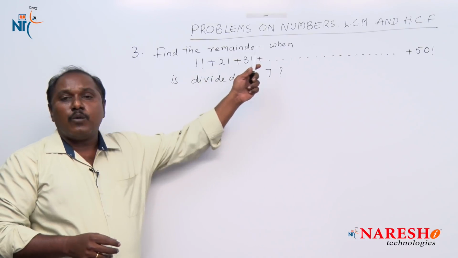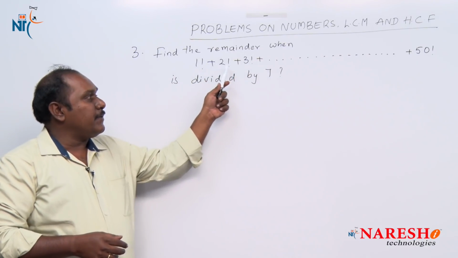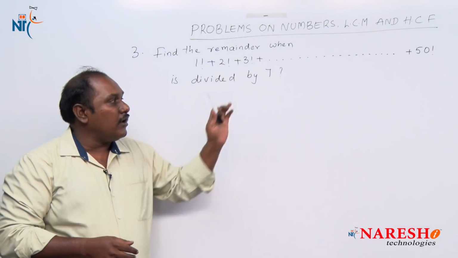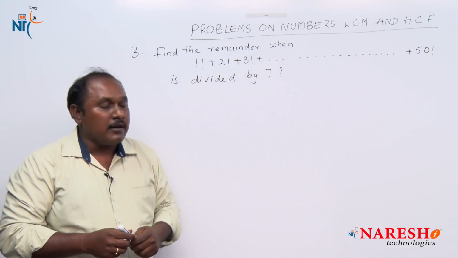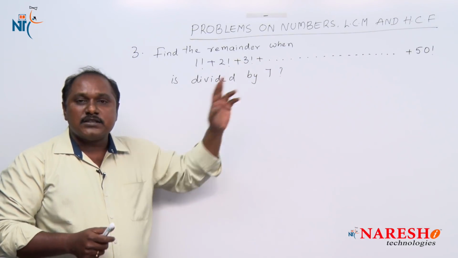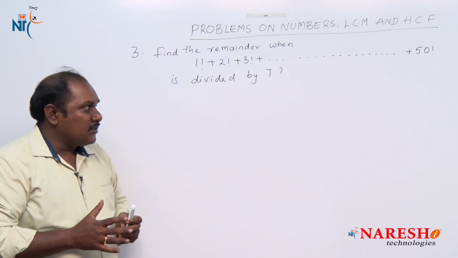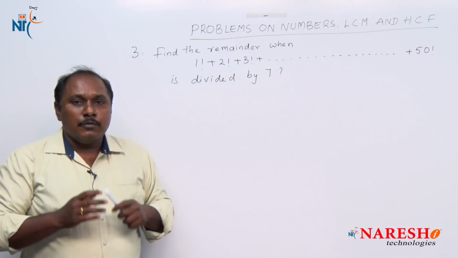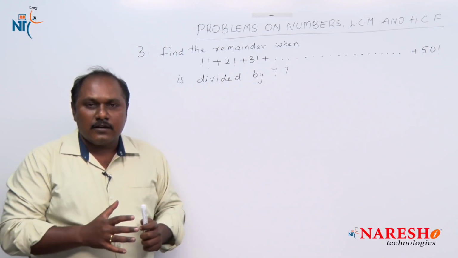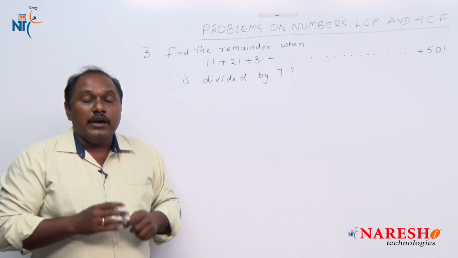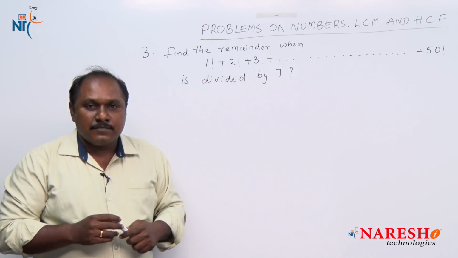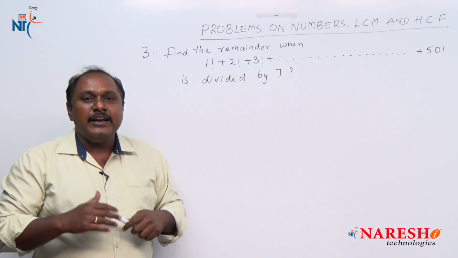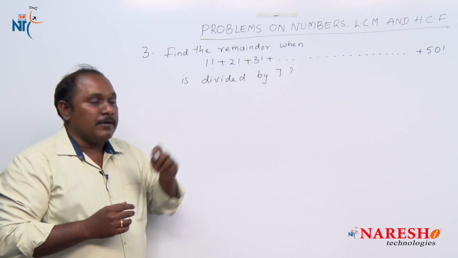Find the remainder when 1 factorial plus 2 factorial plus 3 factorial and so on till 50 factorial is divided by 7. Many students feel that it's a very difficult problem. To be frank, logically speaking, it's a very simple problem if we are good at basics. Now what are the basics we need to use to solve this problem?